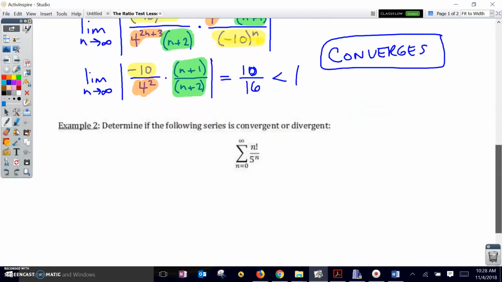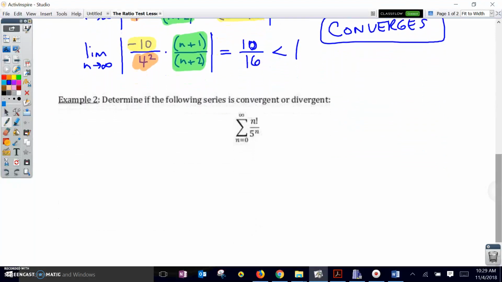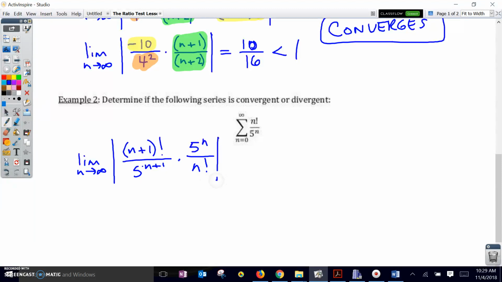Alright, example 2, determine if this series is convergent or divergent. We'll have the limit as n goes to infinity of the n plus first term, which is going to be n plus 1 factorial over 5 to the n plus 1 times the reciprocal 5 to the n over n factorial. And we're going to simplify this.